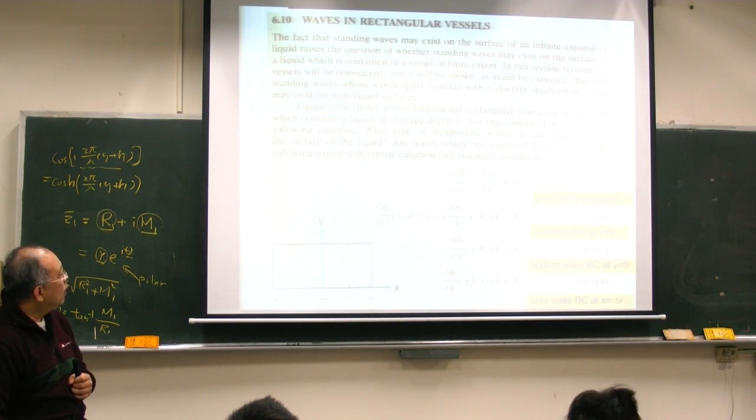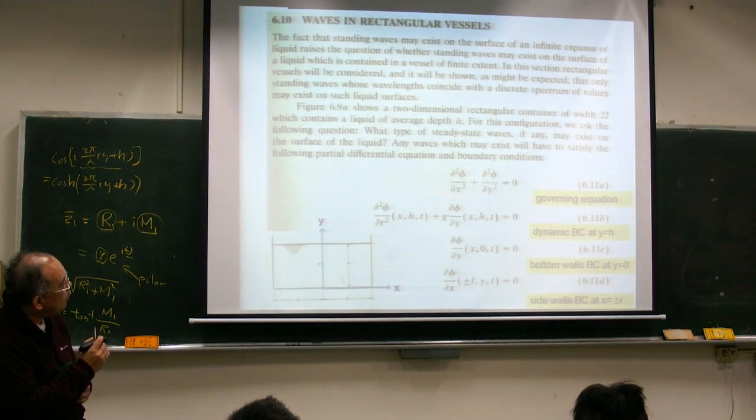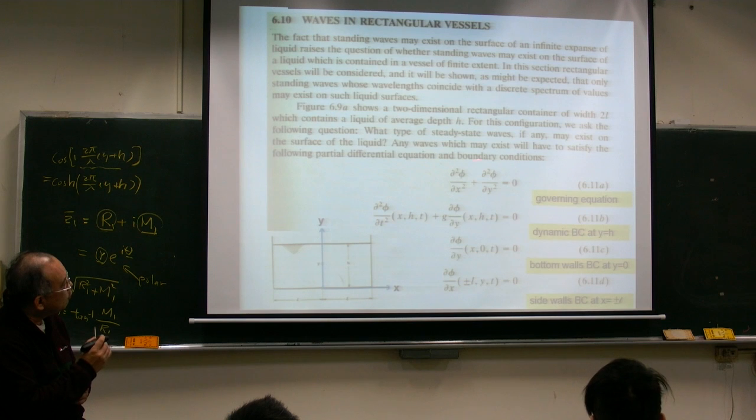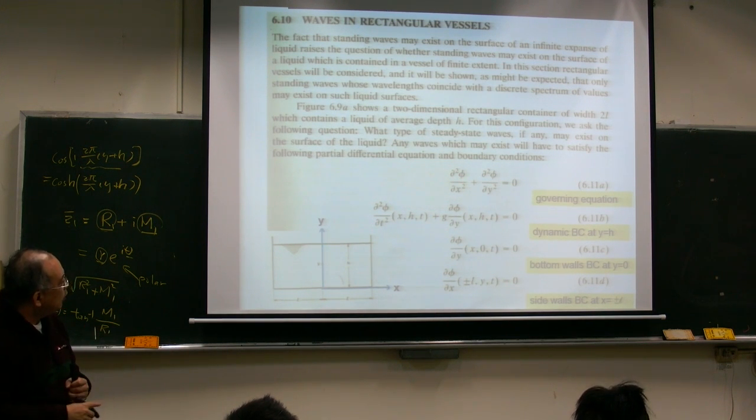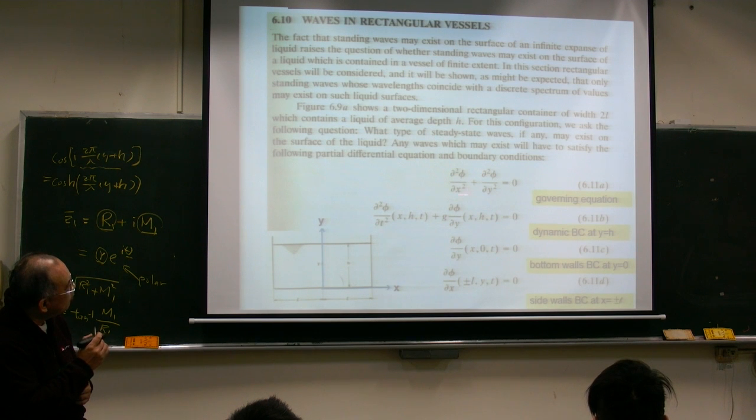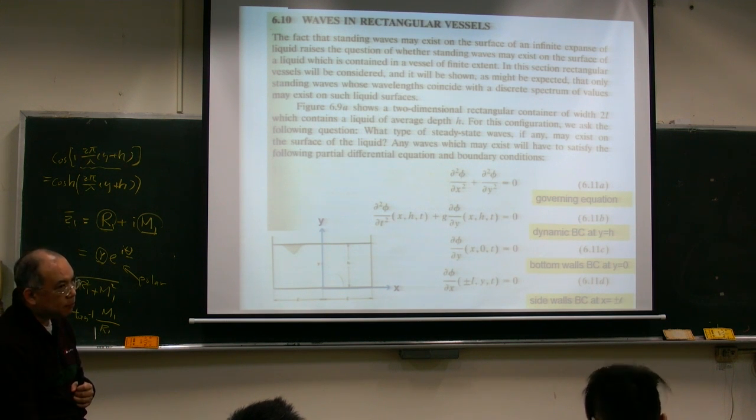And what's the governing equation we apply? Our governing equation is the Laplace equation, since we assume this flow is inviscid, incompressible, irrotational, right? So we're using the velocity potential, and this velocity potential should satisfy the Laplace equation. This is our governing equation.